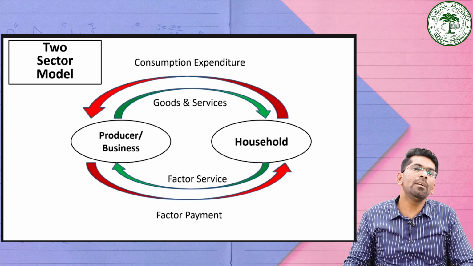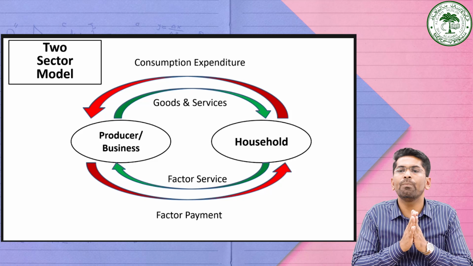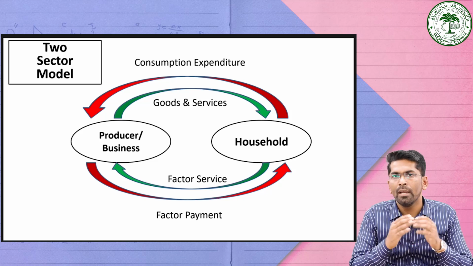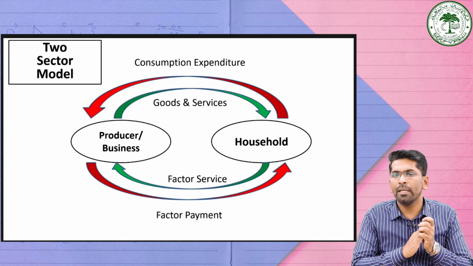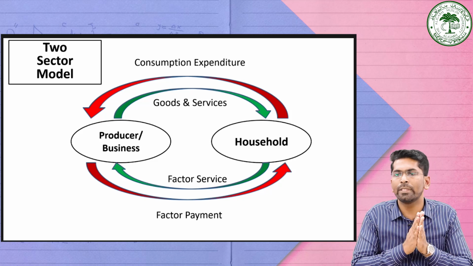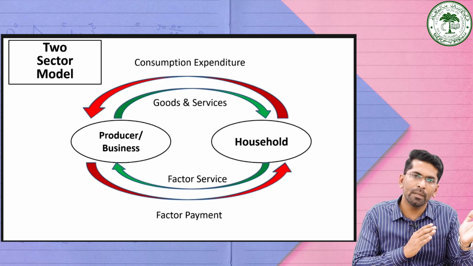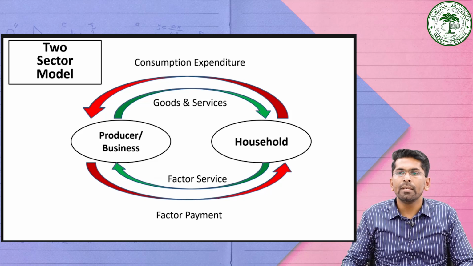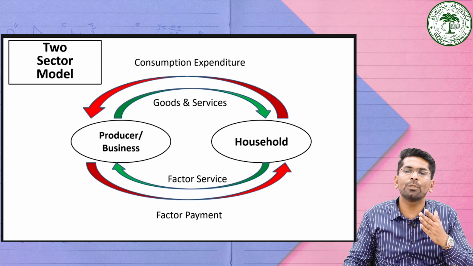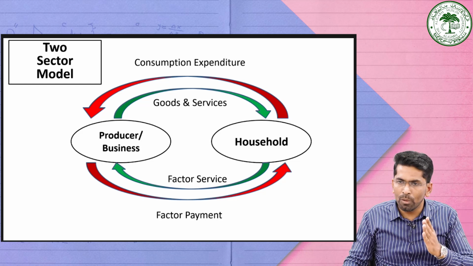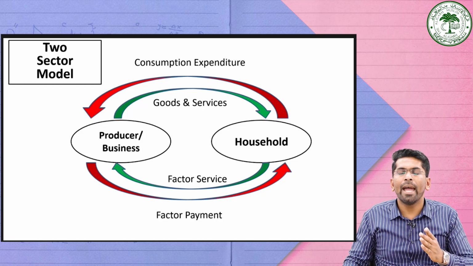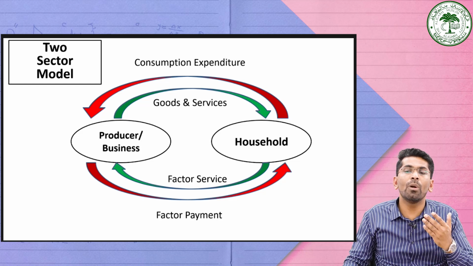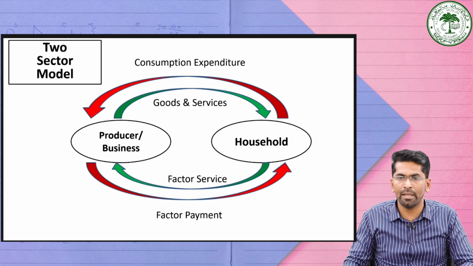We have a simple two-sector model. We are starting with a simple two-sector model in an economy. In a simple two-sector model, the economy is divided into two sectors. One is the household sector and the other is the producer sector or business sector. The interaction between the household sector and business sector revolves around the production and consumption of goods and services in an economy.